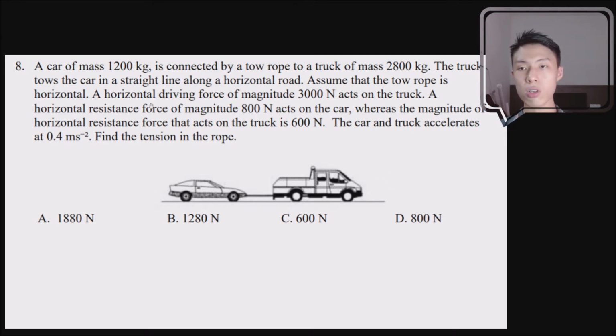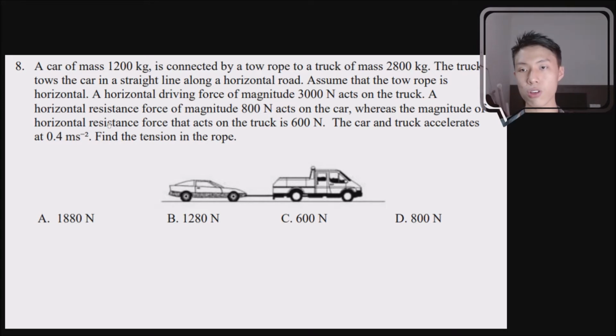Okay, a horizontal resistance force of 800 Newton acts on the car. So this car here is experiencing a resistance force. So the car is moving to the right, the resistance should be to the left. So this resistance force is 800 Newton to the left and it acts on the car.